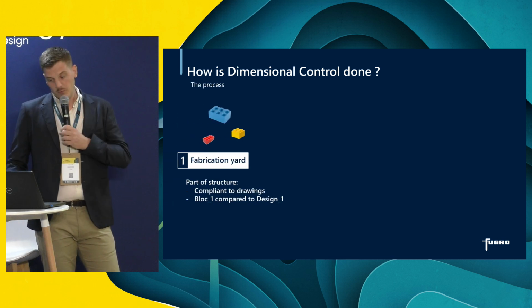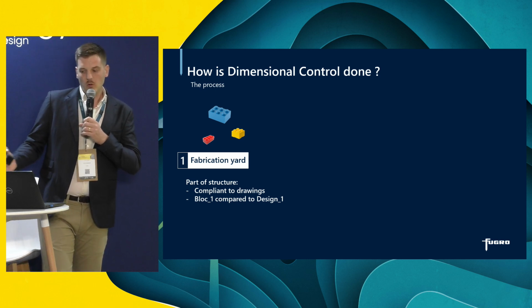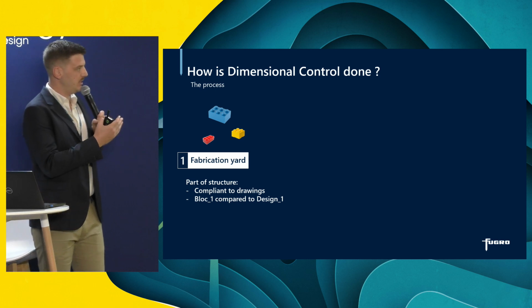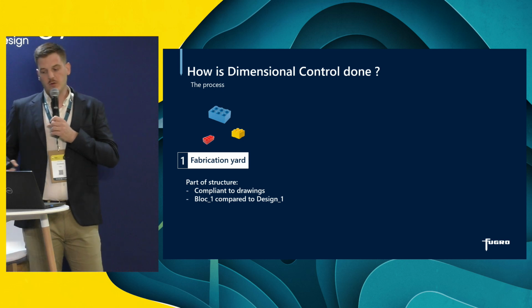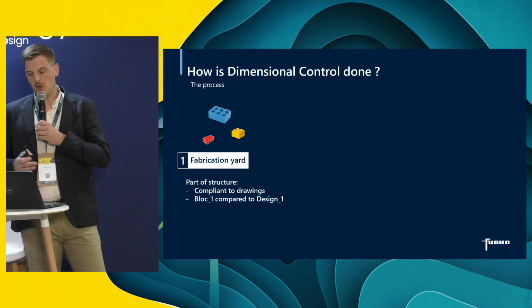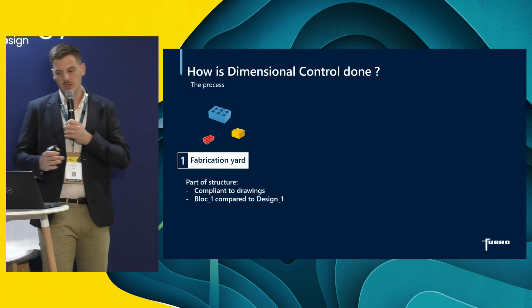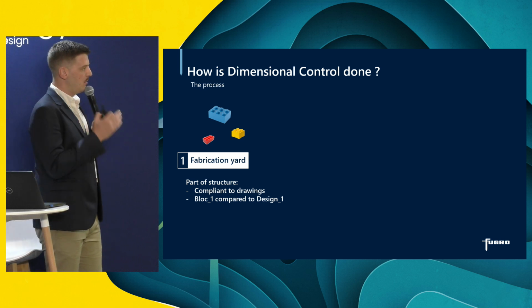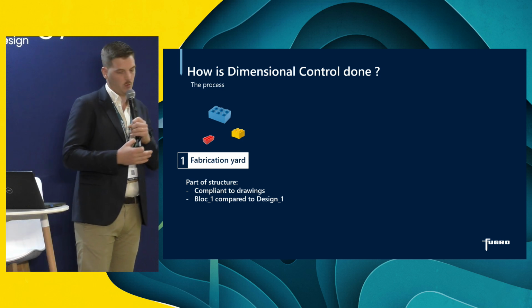So, regarding the process of a project lifecycle, when and where. First, fabrication yard. Here, we focus on manufacturing inspections. Dimensional control focuses on blocks that compose the structure, so blocks must be compliant to drawing. Here, block 1 is compared to design 1.